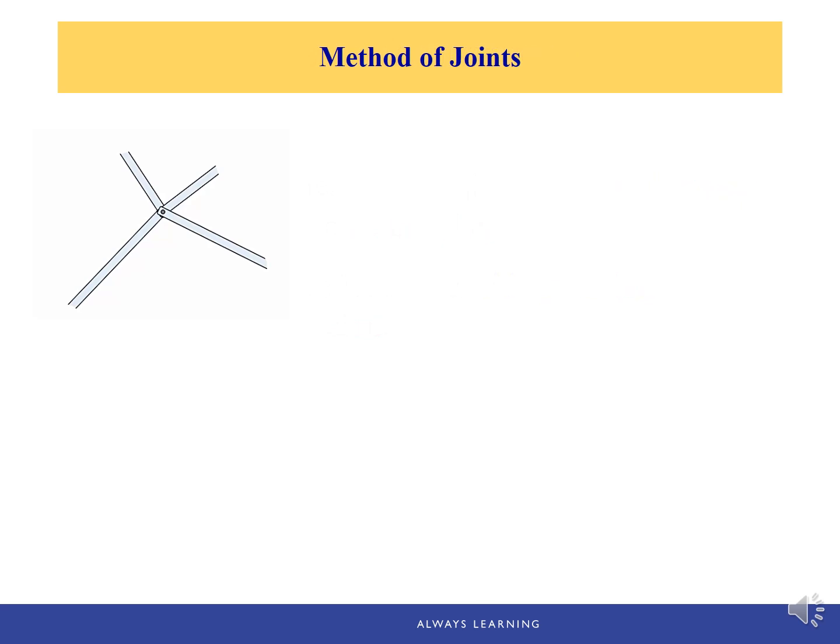To solve simple truss problems, we have two methods. The first one is the method of joints, and the second one is the method of sections. So let's take a look at the method of joints first.